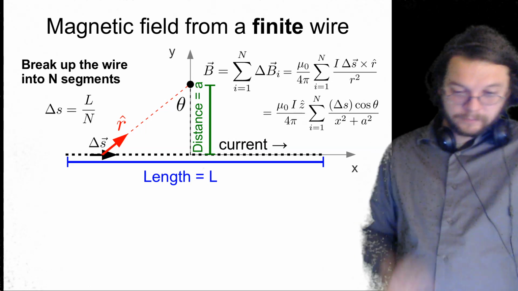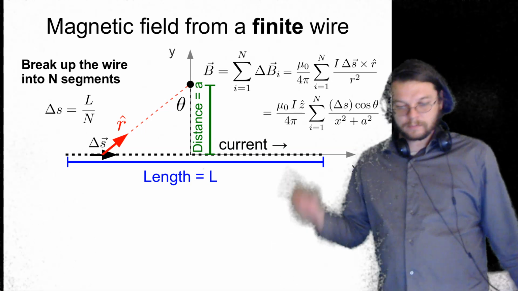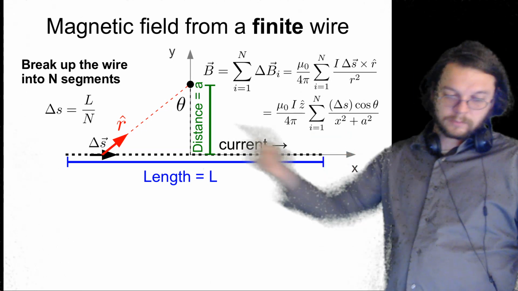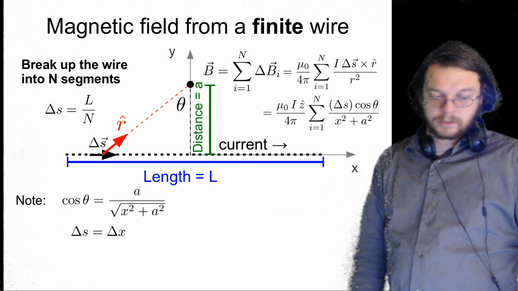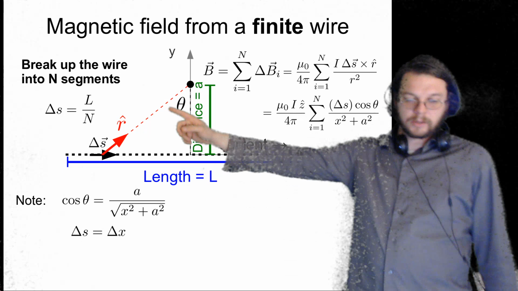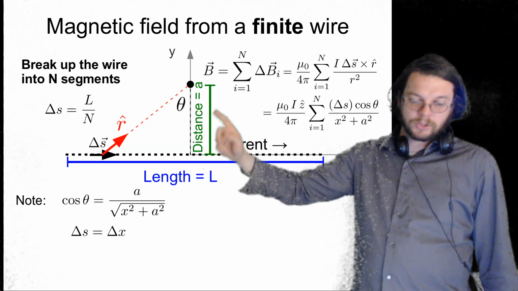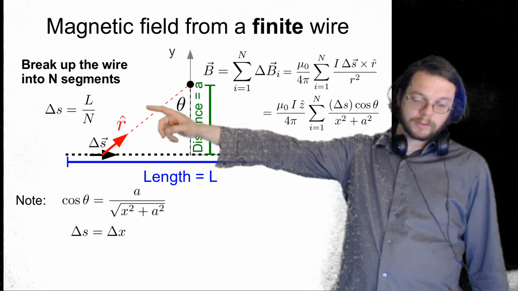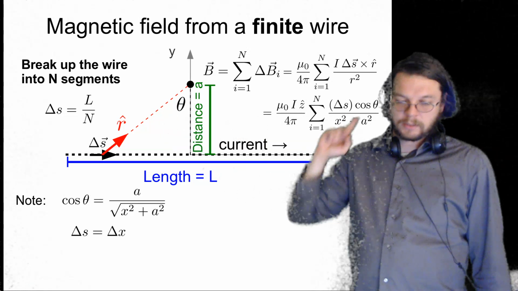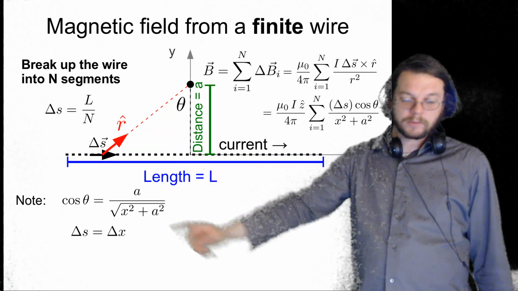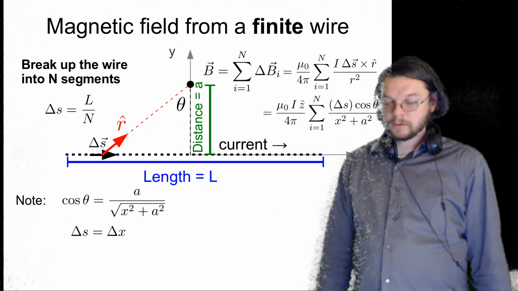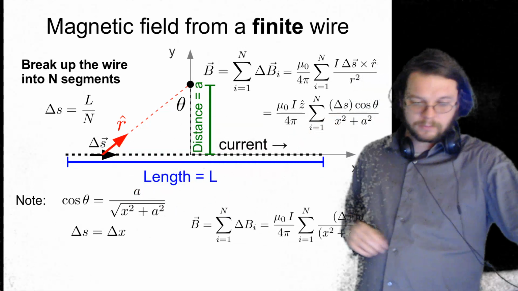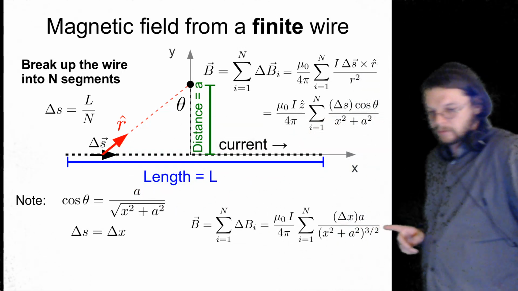Now we're going to do one more clever thing, which has to do with this cosine theta. So we need cosine theta, but there's this r squared, there's a squared. The thing about it is that cosine theta, again, this is the angle. Cosine is adjacent over hypotenuse. So adjacent is a, the hypotenuse is square root of x squared plus a squared. That means that we can replace this cosine theta with a over the square root of x squared plus a squared. The other clever thing we can do is say, well, delta x is in the x direction, so let's just replace delta s with delta x. And we end up with this thing.